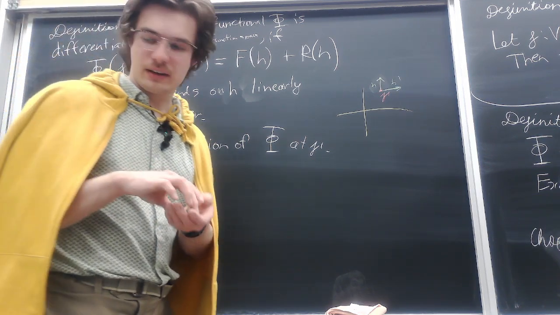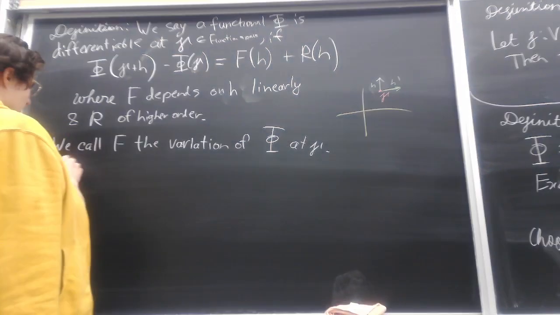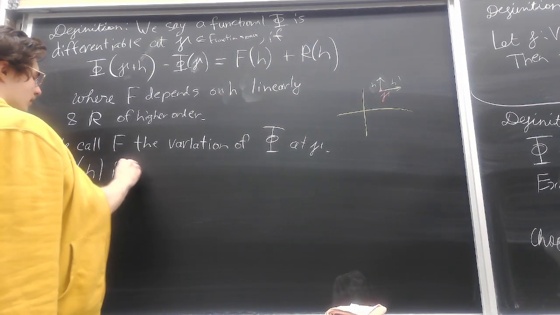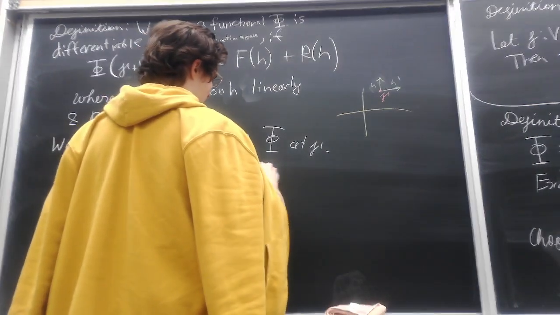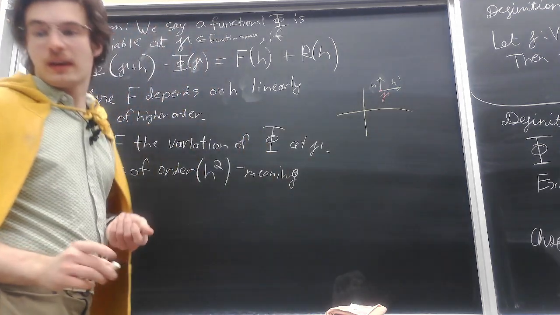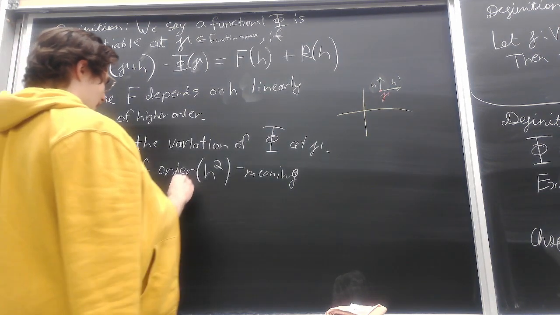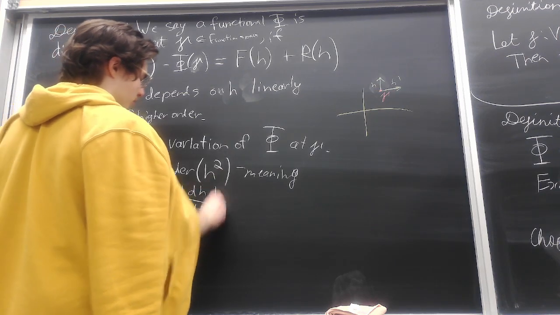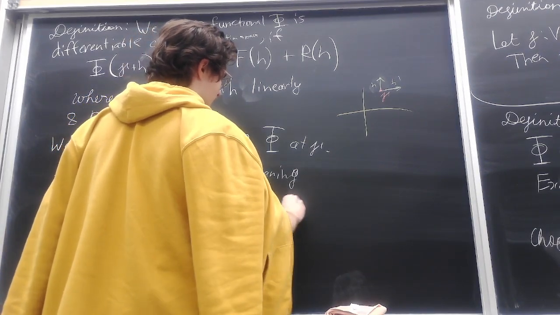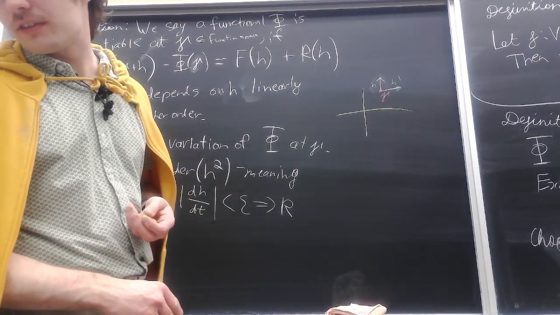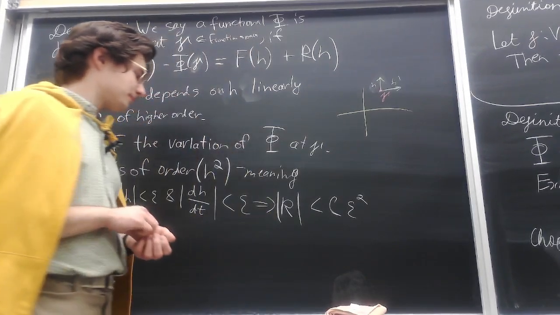Okay. They define it as follows. They say that R of h is of order h squared, meaning, actually the book defines this rigorously, I missed this part, that if the absolute value of h is less than epsilon and the derivative of h with respect to whatever argument it has is also less than epsilon, then that implies that the absolute value of R is less than some constant times epsilon squared, which makes sense.